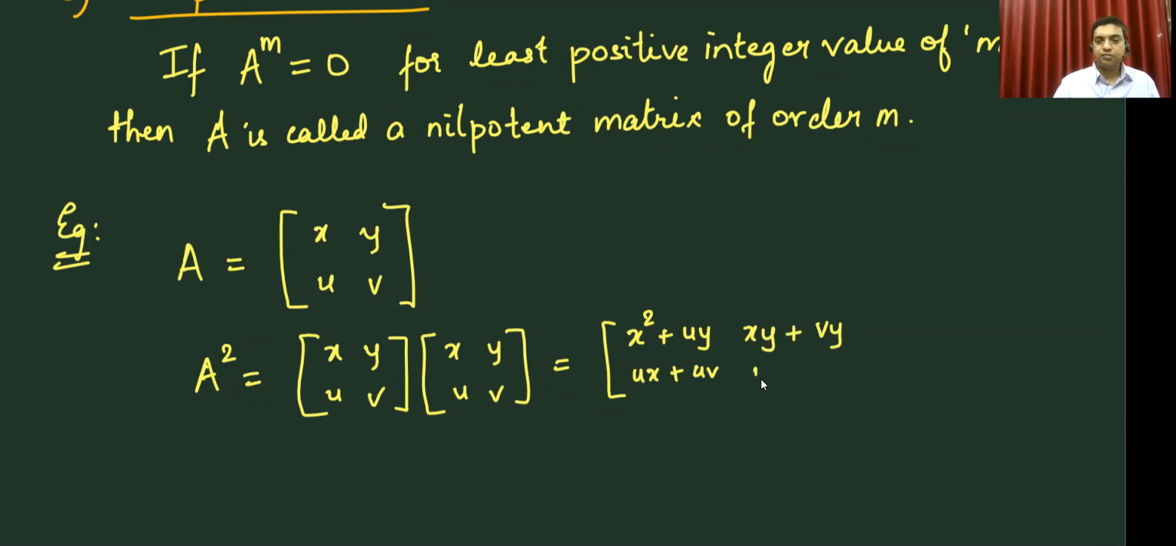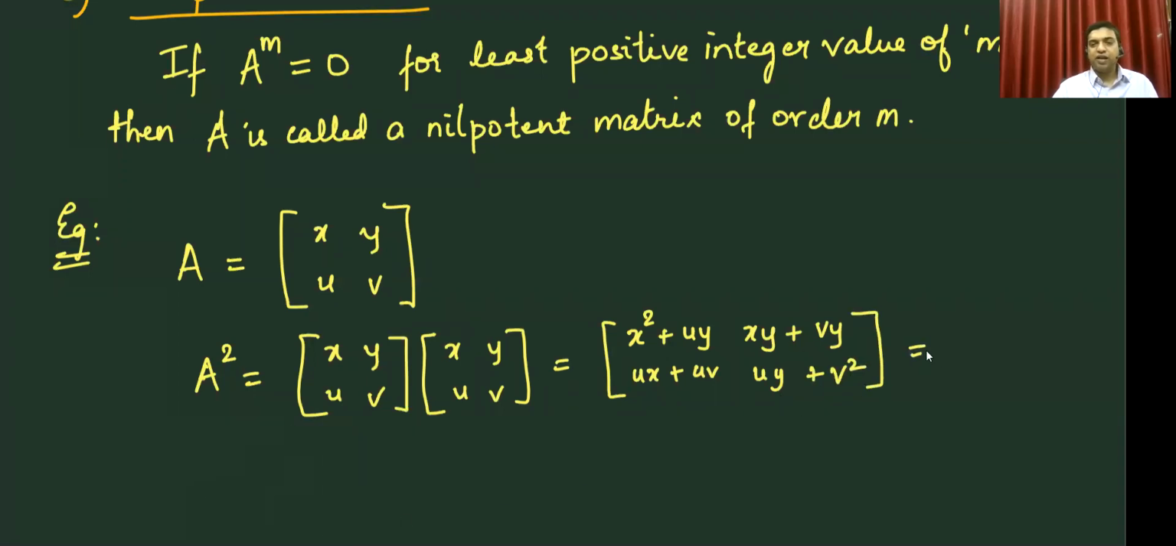Sir, instead of x square, we have to get y square, sir. Why? Because we are multiplying this xy with this diagonal, no, sir. xy into yv. So you get x multiplied by y, u multiplied by y, v multiplied by v. So this is A square.